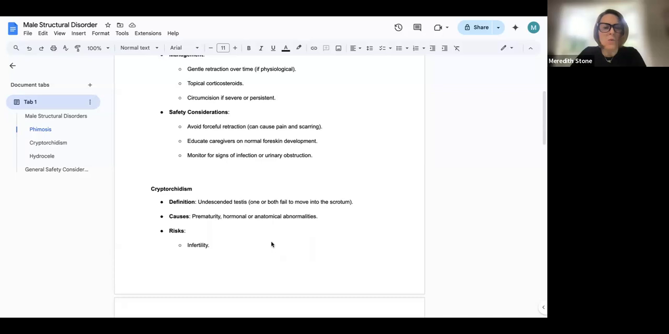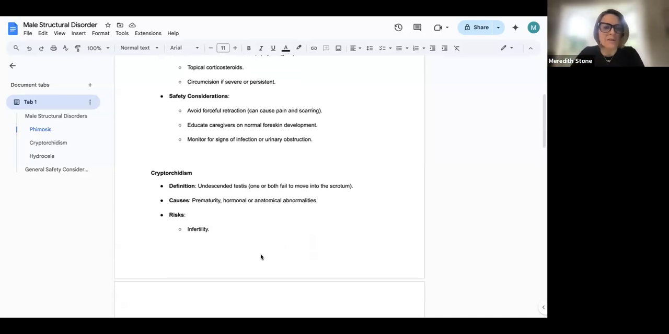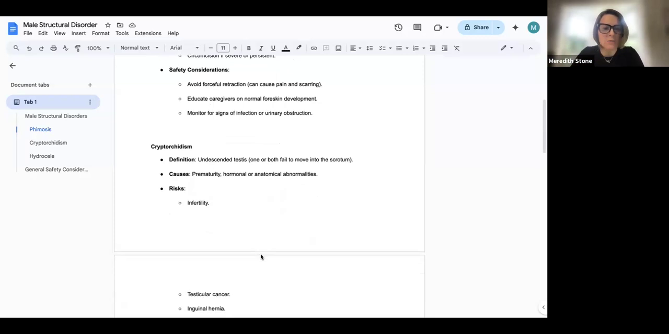Cryptorchidism is when one or both of the testes do not descend into the scrotum. And you may have talked about this in maternity. I'm not sure if you did or not, to be honest with you. But a lot of times it happens with prematurity, right? Because they just haven't descended yet. It can also be due to some hormonal or anatomical abnormalities as well.